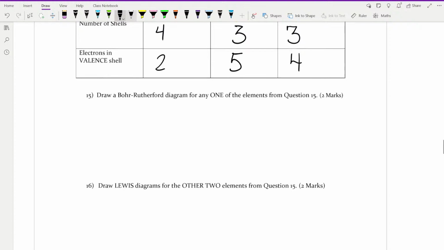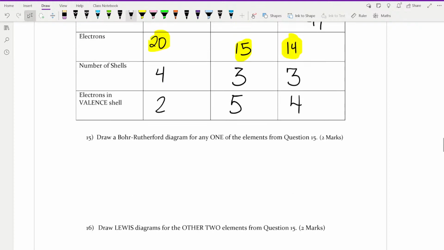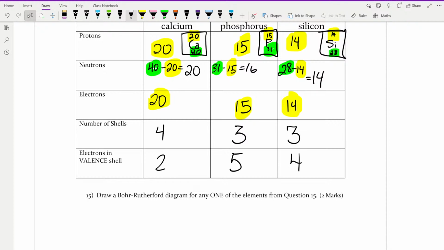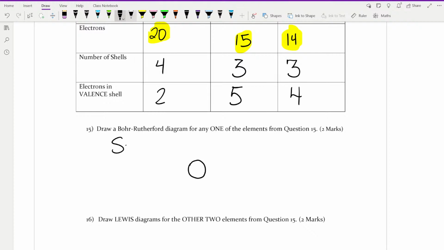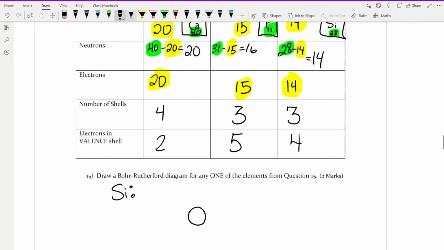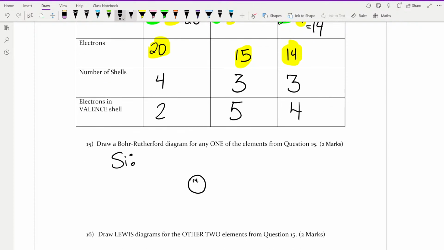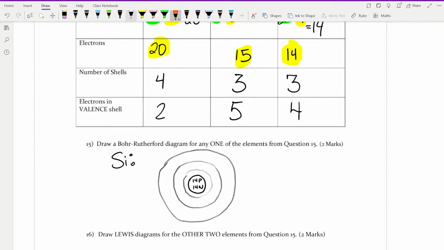All right. Draw a Bohr-Rutherford diagram for any one of the elements from question 5. Well, I definitely want to draw one that just has 3 shells. Silicon's the easiest, so I'm going to say silicon. And we know it has 14 protons and 14 neutrons. And we just go, okay. One shell. 2 shells. 3 shells. And we know the first shell holds 2 electrons.